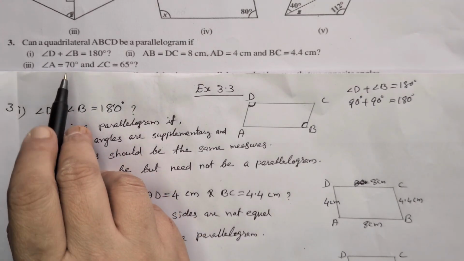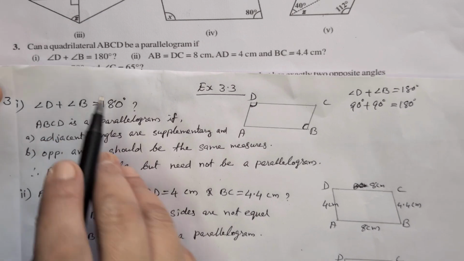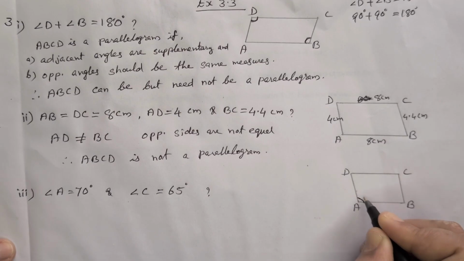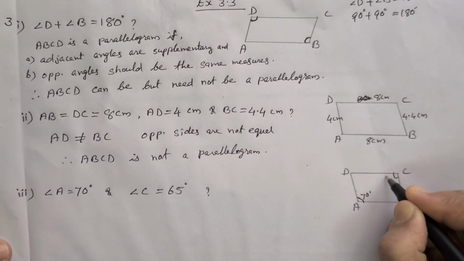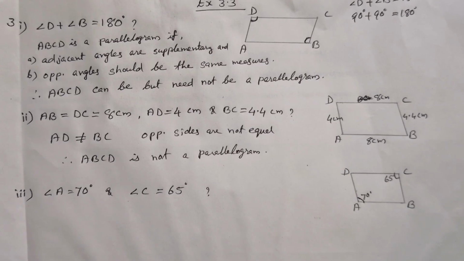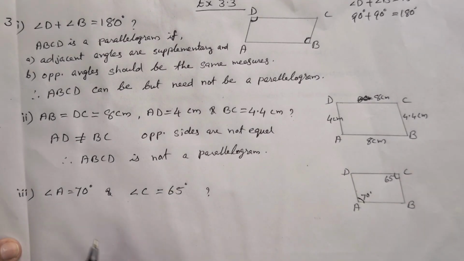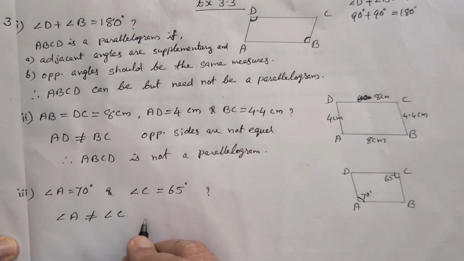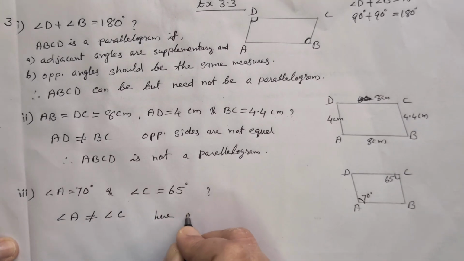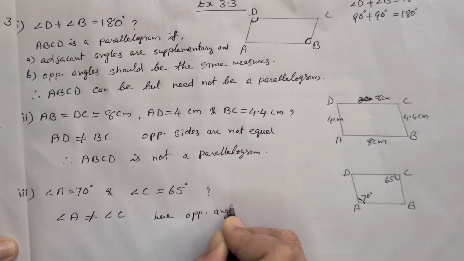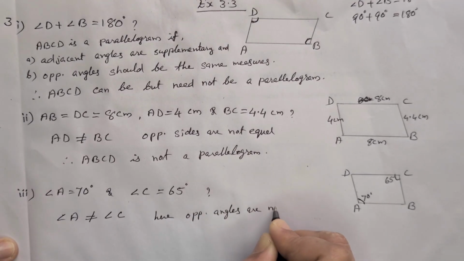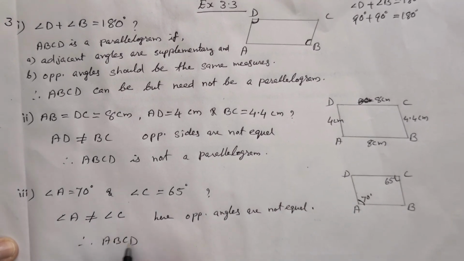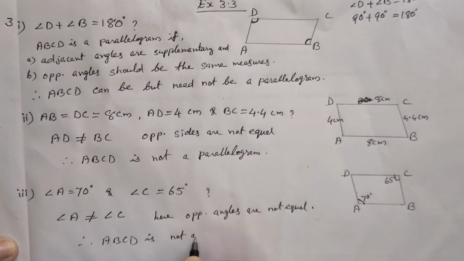Third one, angle A is 70 degree, angle C is 65 degree. So we can see here angle A 70 degree, angle C 65 degree. Opposite angles are not equal. So we can write angle A not equal to angle C. Here also opposite angles are not equal. Therefore, ABCD is not a parallelogram.